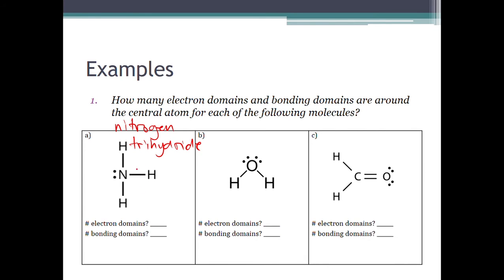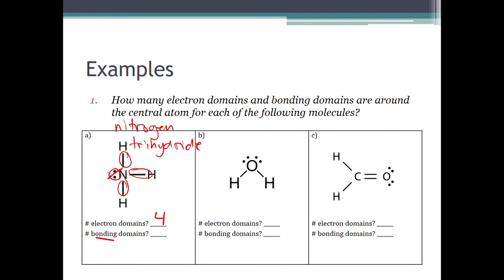For electron domains, we've got a bond here, that's an electron domain, and a bond here, that's an electron domain, and a bond here, that's an electron domain, and this lone pair, that's an electron domain. Every time you've got electrons touching your central atom, so here, here, here, and here, that's an electron domain. We have 4 electron domains. Bonding domains are electron domains that are also bonds. This includes everything that's not a lone pair.